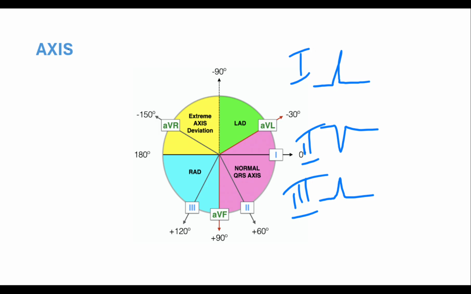Suppose your lead 1 is showing like this, that means there is only a positive deflection, a positive wave. When it is a positive wave, lead 1 is placed normally.